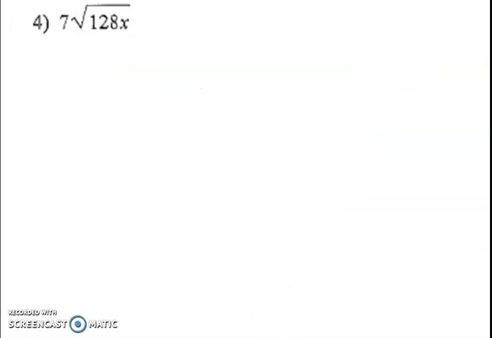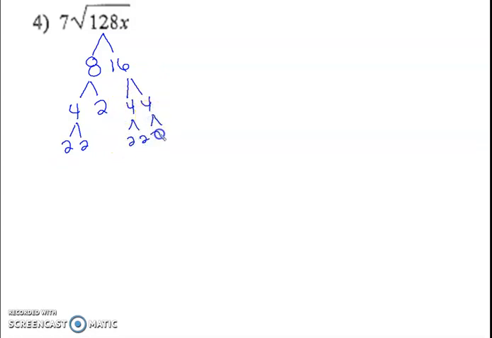So number 4, let's break it down. I'm going to start with 8 and 16. Now, if you're not intuitive about knowing what to use, start with 2. 2 and 2. 4, 4. 2, 2. And then once you get to as small as you can get, and you've factored stuff out, get rid of the stuff that you've broken down and rewrite that.